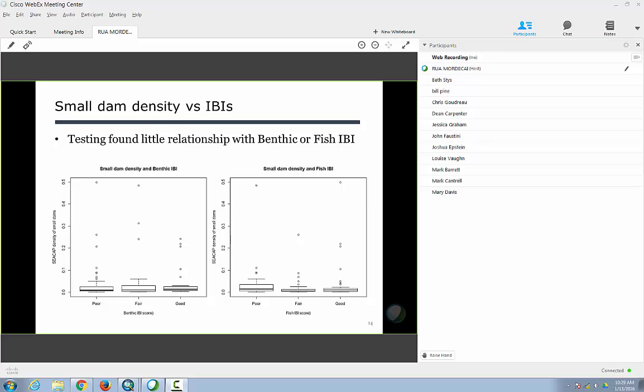At least my guess would be that maybe a large portion of the small dams are in headwaters, and so you may have a real high density, but it's not really affecting where your IBI samples were taken if they're taken further downstream. So it may be that the two different data sets are looking at two different things, and you're not going to see any relationship.